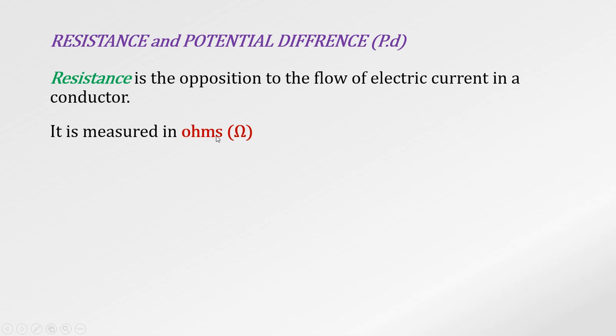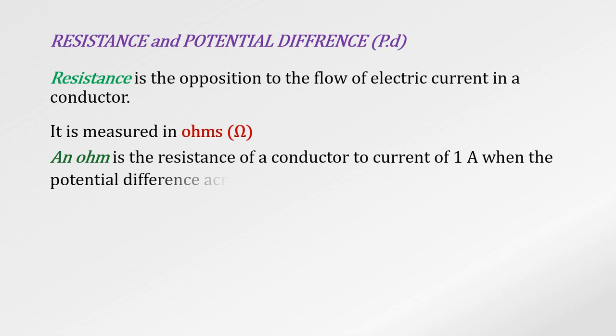Practice that unit, ohms. The symbol of ohm is this, omega. This is the symbol for ohm. So that's the unit. What is an ohm? An ohm is the resistance of a conductor to current of 1 ampere when the PD across the ends of the conductor is 1 volt.